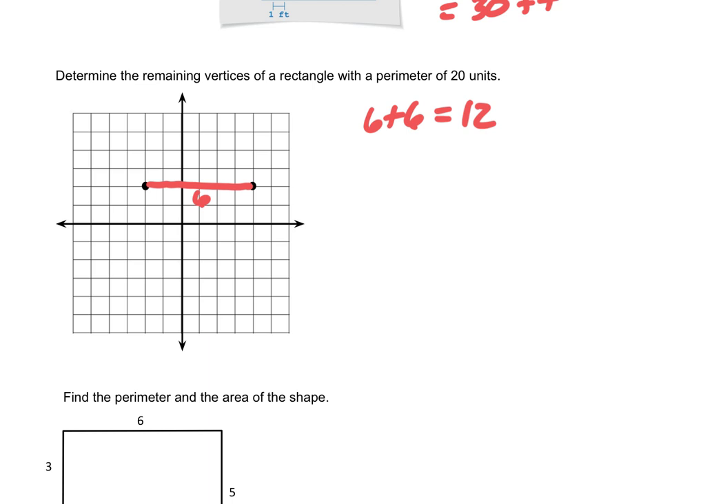So how much do I have left? I have 8, but I have 2 sides that make 8, right? So that means my 2 sides have to be what? 4 apiece, right? 4 and 4. Okay? Because 4 plus 4 makes 8, and 12 plus 8 makes 20. So I need 2 sides of 4. So there's 2 ways that we could go here. I could go up 4 and put a point here and put a point here, and that would be one possibility. Or I could go down 4.